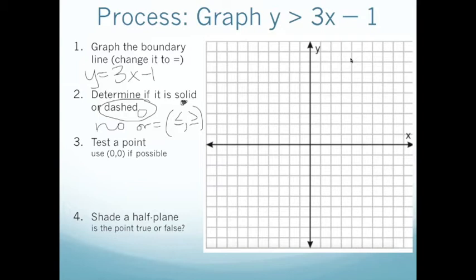Okay, so graphing this line, I go down to my y-intercept of -1. My slope is 3, so rise 3, run 1. There are my points. Now I'm going to draw my line. Let me try that again. That's a little bit closer. Okay, so there's my line, but I want it to be dashed.